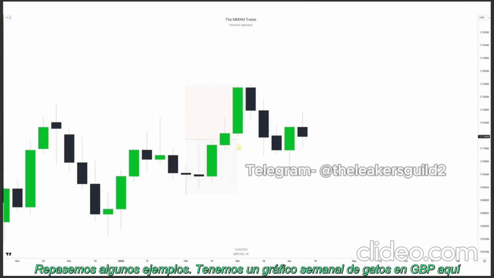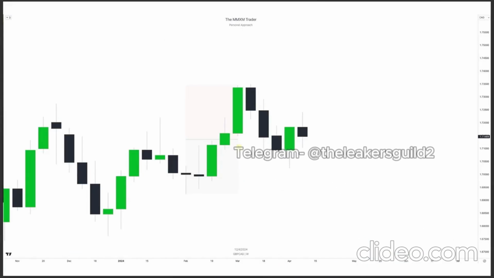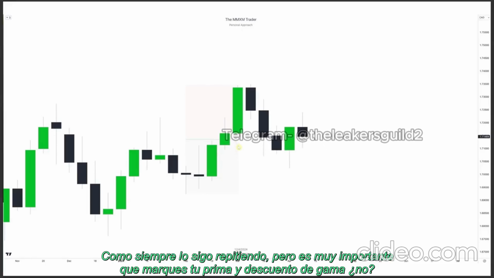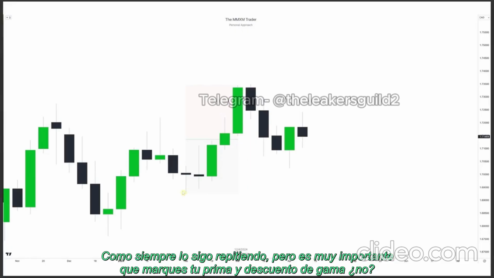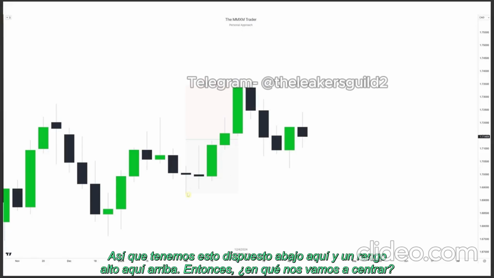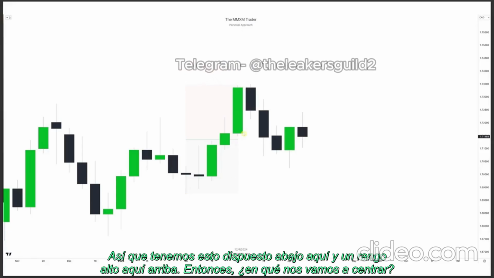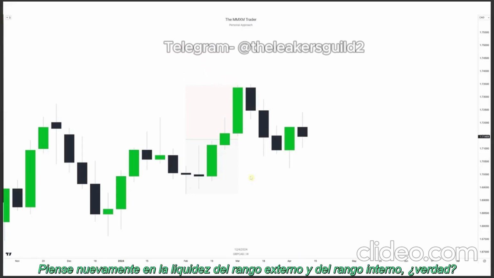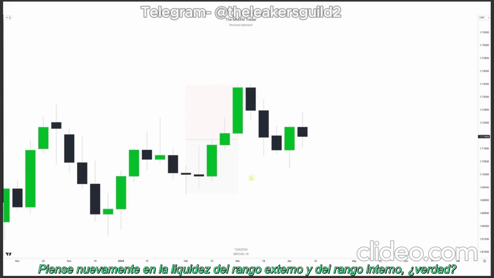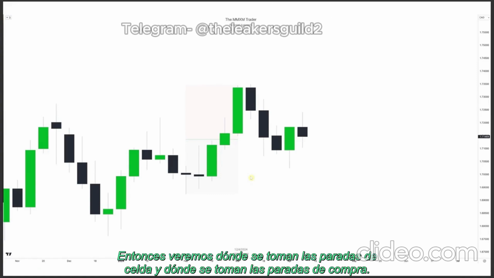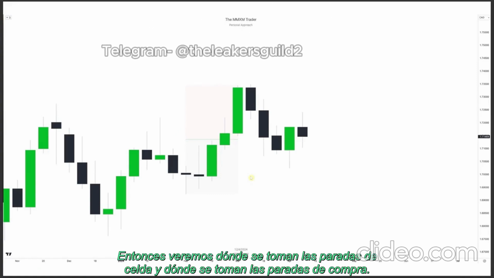We've got a GBP CAD weekly chart over here. As always, I keep repeating it, but it's very important. You need to mark out your premium and discount of the range, right? So we have this range low over here and a range high up here. So what are we going to be focusing on? Again, think about external range and internal range liquidity, right? So we're going to see where the sell stops are taken and where the buy stops are taken.